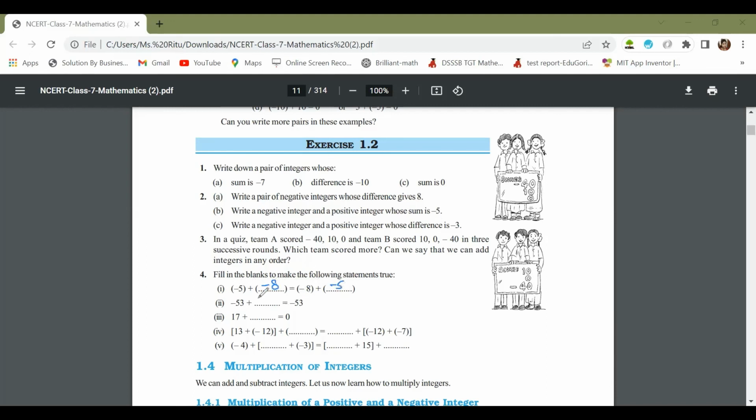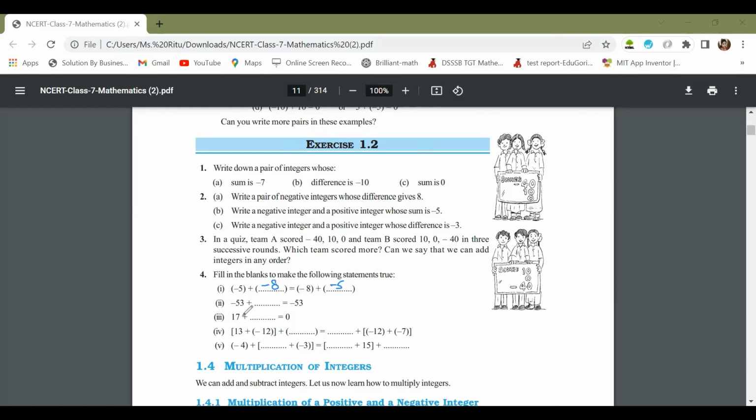Why we are doing so? Just check out. -5 -8 plus minus is minus, right? So -5 -8 is -13. Now if you check this part, -8 plus minus is minus, -8 -5 is -13. So both are same. So in these type of things now, on the right side, whatever integer is written, write it on the left side, and left side integer write on the right side.